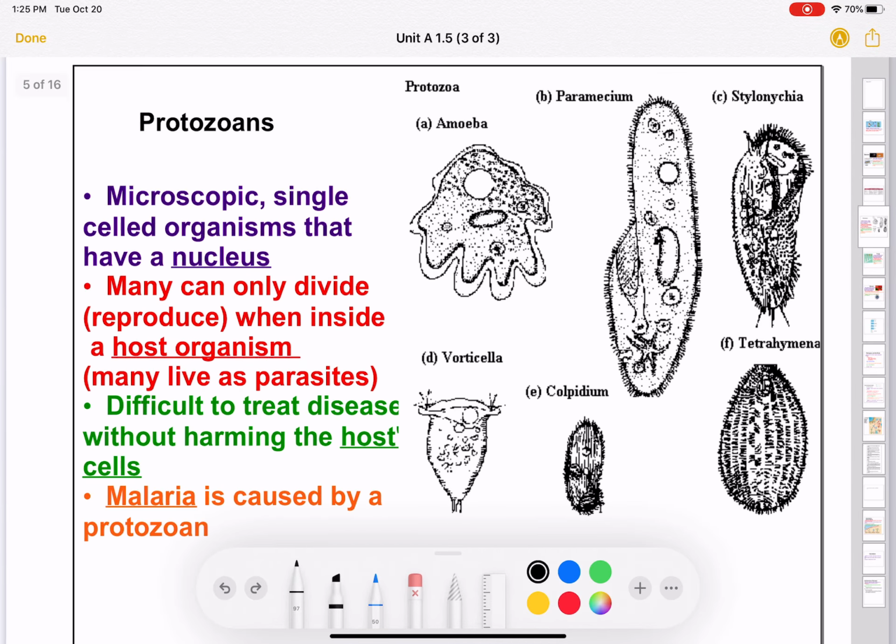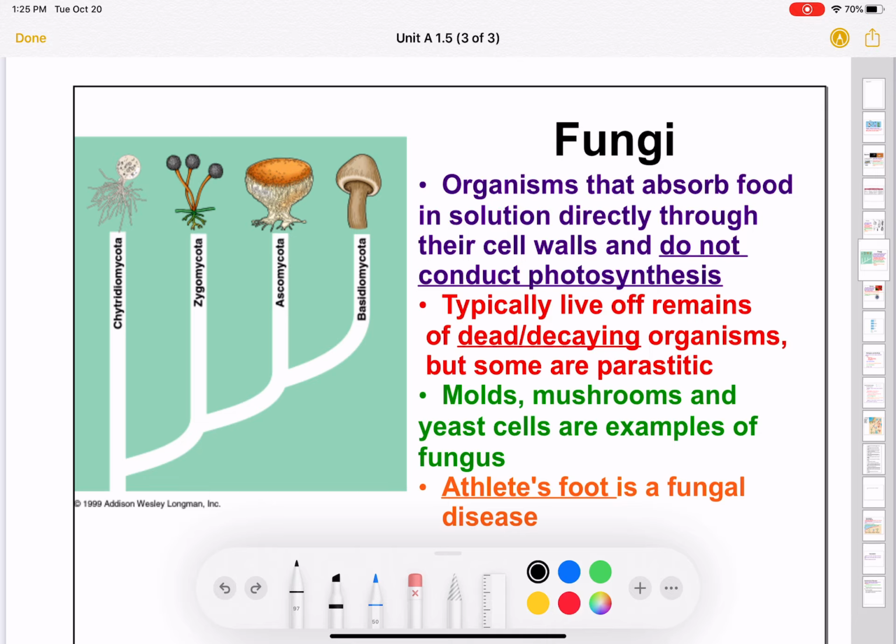Fungi are organisms that absorb food in solution directly through their cell walls, so they don't need photosynthesis. They live off the remains of dead or decaying things, but some are parasitic, so some fungus has to live off of something that's living. Molds, mushrooms, and yeast cells are all examples of fungus, and athlete's foot is a fungal disease as well. So there are many different fungi. Fungus is not something anyone really wants, unless you like to eat mushrooms, then that's good, but molds are a common fungus that we will see.